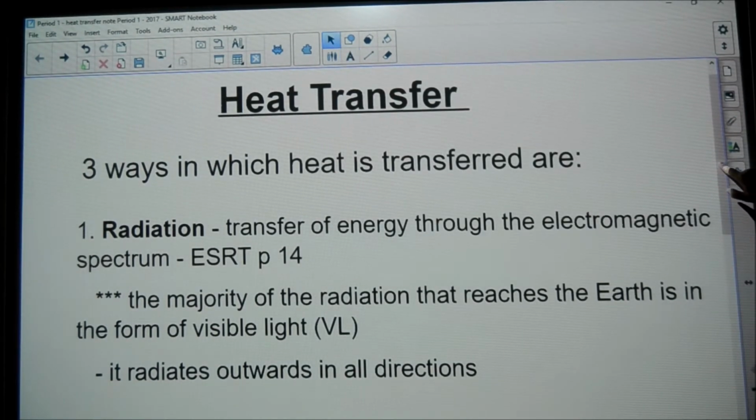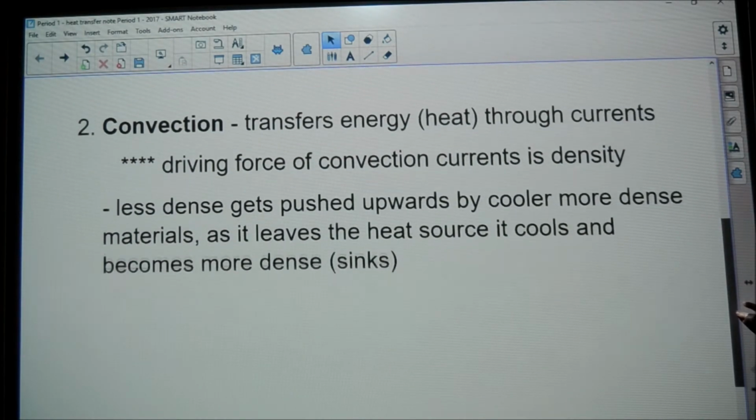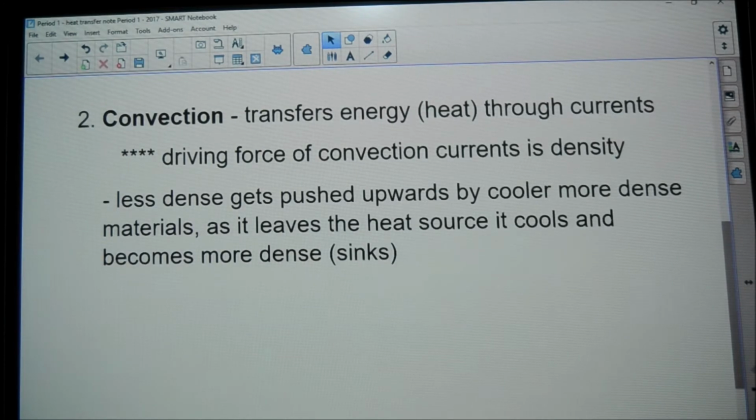Next one, we're going to look at convection. Convection transfers energy, or usually heat, through currents. We talked about this one when we did plate tectonics, because you had convection currents in the asthenosphere. That was what was causing the plates to move. The driving force of convection currents is density. More dense sinks, less dense gets pushed upwards. Alright? So this one, it says less dense gets pushed upwards by cooler, more dense material.